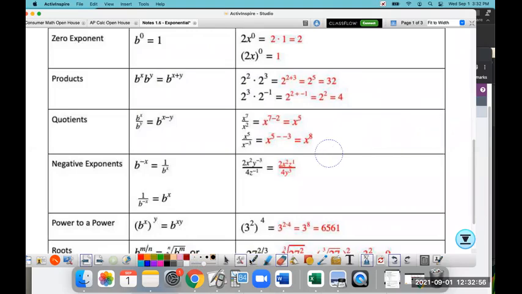Okay, next property, negative exponents. So like what I was just saying, if we happen to, well, let me write that back up again. I shouldn't have erased it.